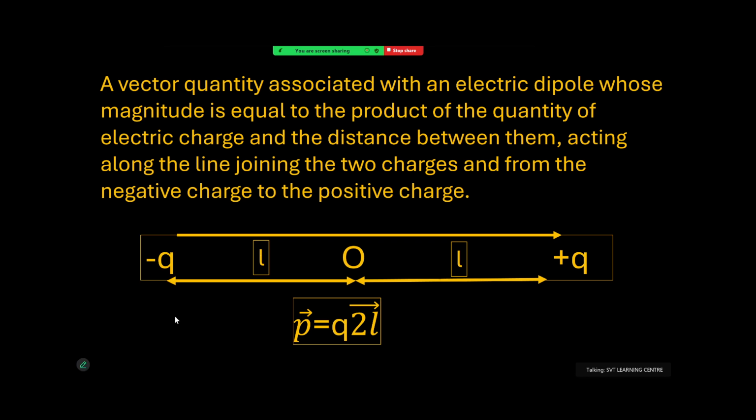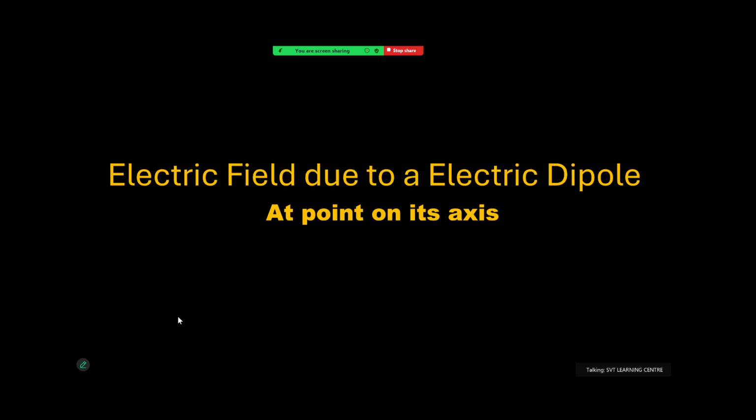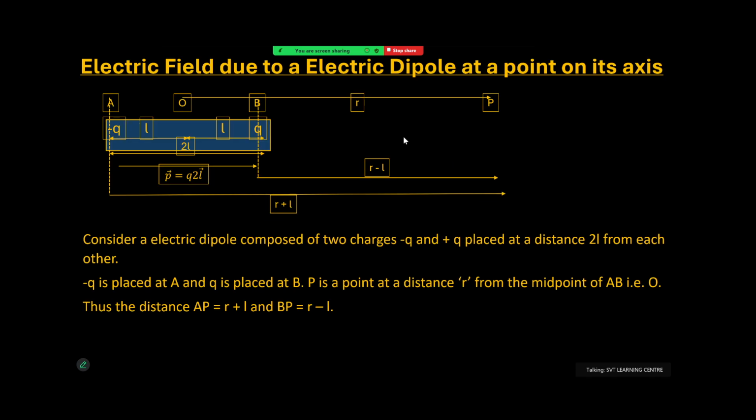So we go to the next part. Now we want to find out the electrical field due to an electrical dipole at a point on its axis, that is the line joining the two charges. So see, here we have a charge minus q, here we have a charge plus q, O is the center. We have chosen a point P which is at a distance from the center of the dipole O, and that distance OP is r.